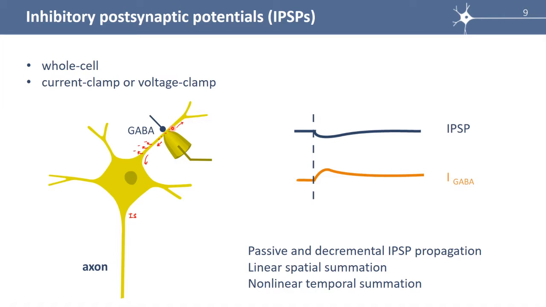So you need a lot of GABAergic synapses, especially when they are in the dendrites, to obtain a significant hyperpolarization of the membrane here at the axon initial segment. They sum up the same way as EPSPs. You can have a linear summation when the synapses are on different dendritic branches, and you get the geometric sum of the two or many iPSPs. And you can also have a nonlinear temporal summation when the same synapse here is active several times in a row.